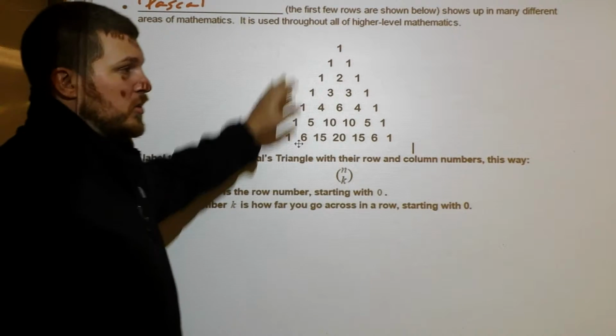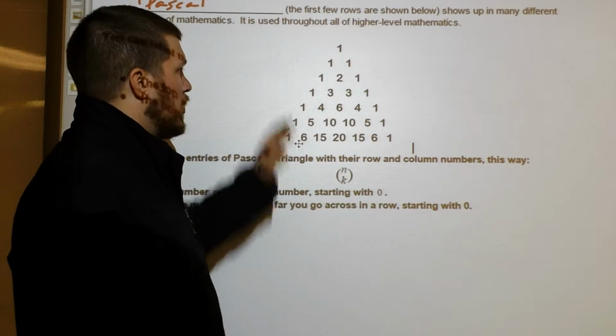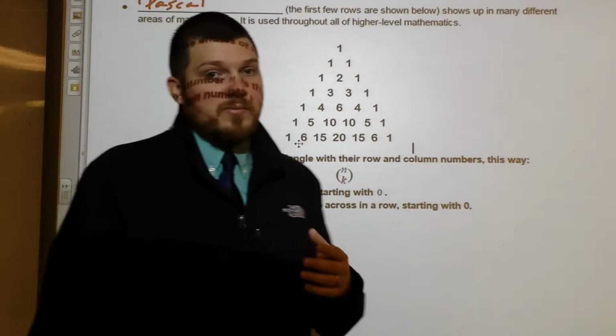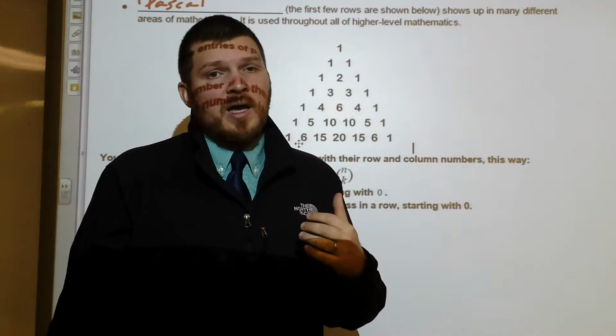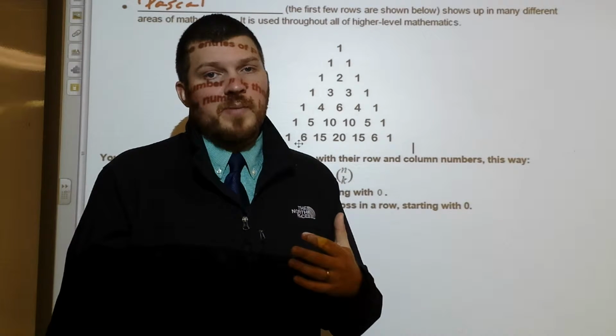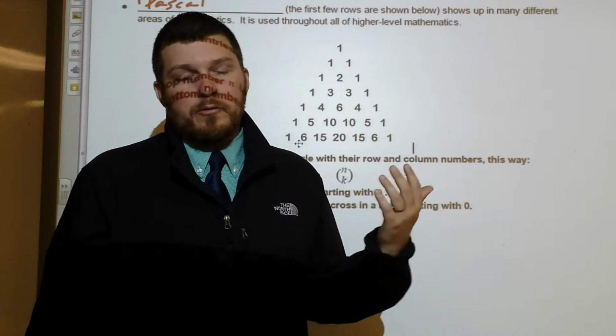Anyway, so here we had the first few rows shown of Pascal's triangle. Now, Pascal's triangle goes on forever, theoretically. It's just as many times as you want to write it out. I just wrote down the first few rows. And it shows up in many different areas of mathematics. In fact, Pascal wasn't really the guy who invented this. The Chinese were doing this several hundred years before Pascal did it. Pascal just got the credit for it for whatever reason.